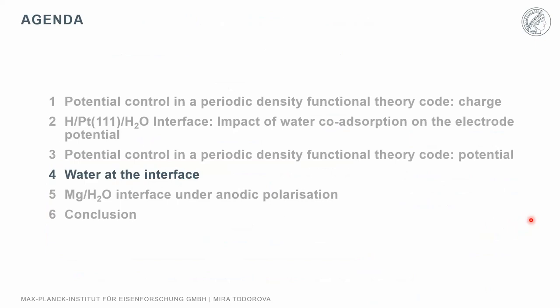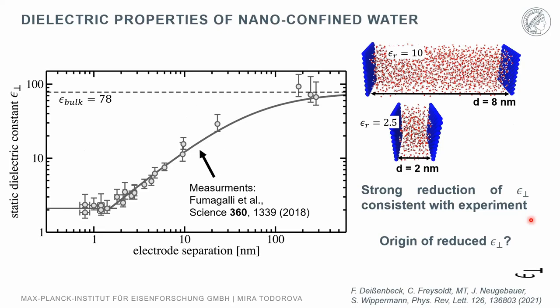Now, having this potential control, we can look at, for example, water at interfaces and try to use the potentiostat in order to learn something about the dielectric properties of water. We were very intrigued by this because there was an experiment by Fumagalli in which they take two surfaces, change the distance between them, and have water sandwiched between them, and they measured the static dielectric constant. You see that you need more than 100 nanometers to get the bulk value, and you have a significant drop in the dielectric constant when you go to smaller distances.